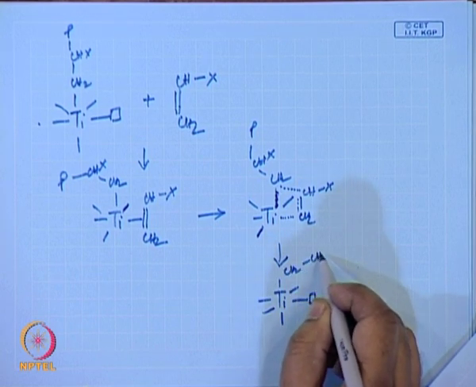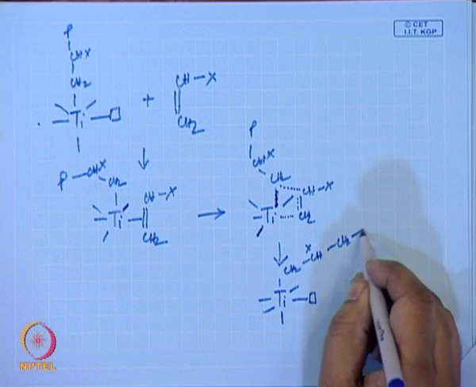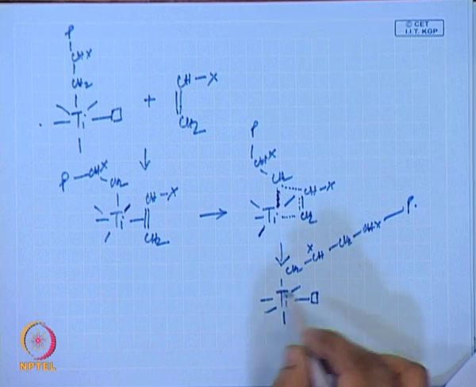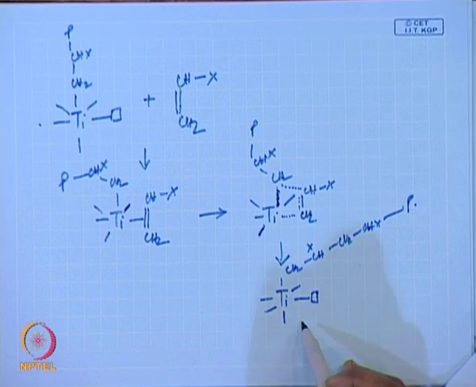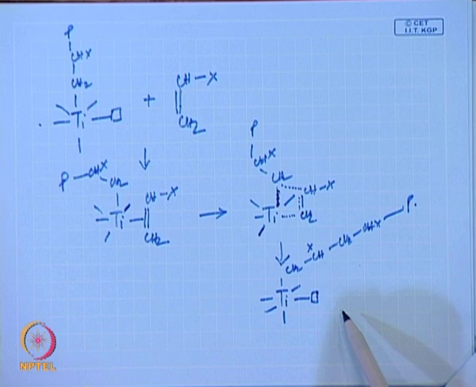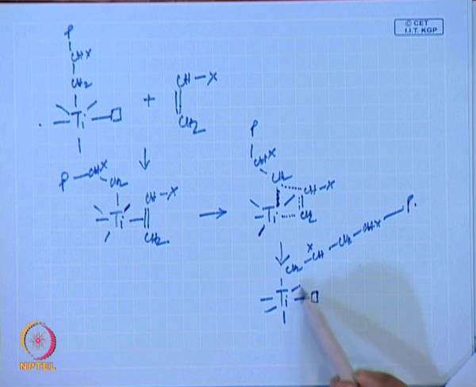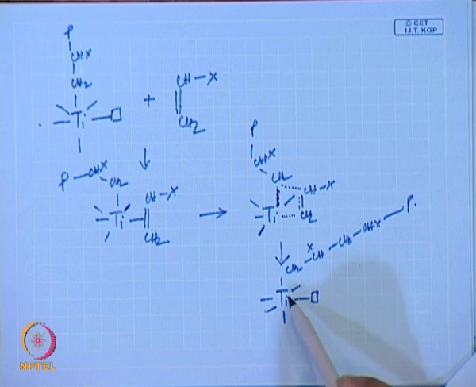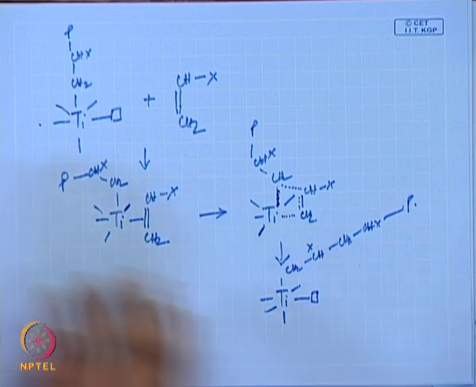So, CH2CHX, CH2CHX P. Okay. So, now this active center is regenerated. Again one more monomer comes and the 4-membered cyclic transition state formation takes place, and the monomer gets inserted in the titanium carbon bond. So, the linear polymerization takes place.